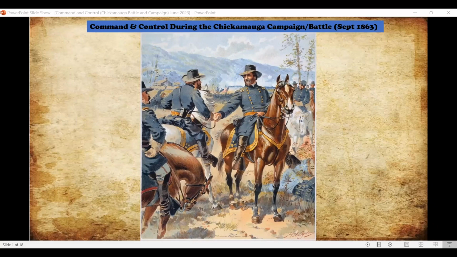I'm going to be talking about command and control during both the Chickamauga campaign and the battle itself. The battle took place 18 through 20 September 1863.